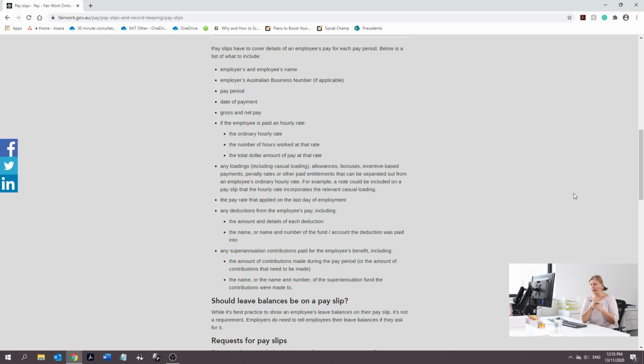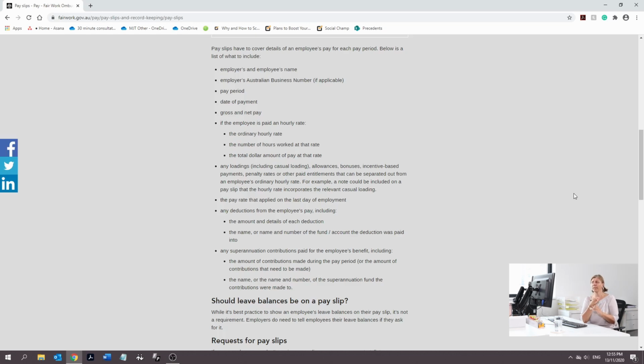So your employer might have them on some sort of online website or intranet that you can draw them out of, or they might give you them in hand. But it is not lawful for your employer just to pay you and not provide a payslip whatsoever. So it's really important that you receive them.